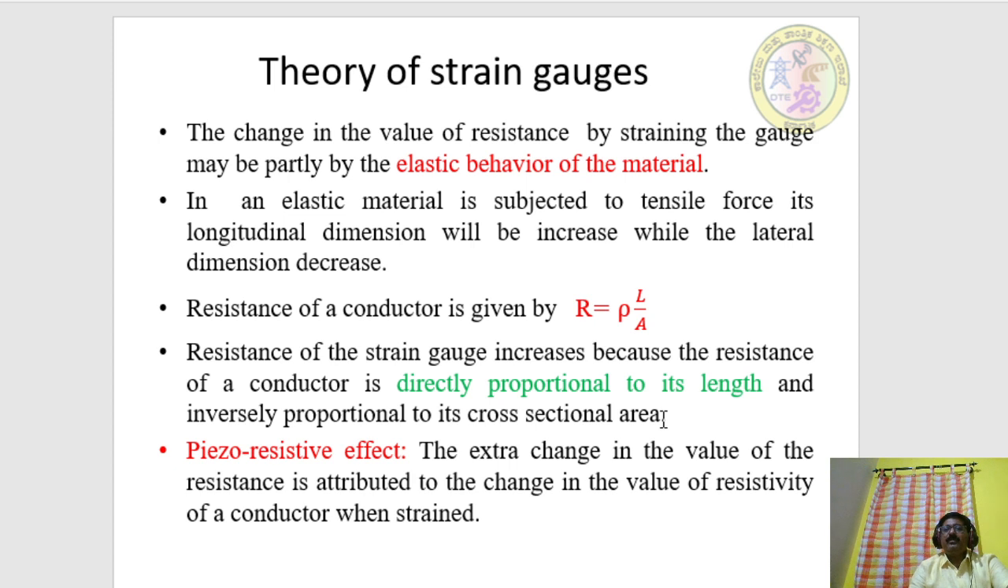If we need to design a strain gauge properly, we should know the concept of the piezoresistive effect, which means that an extra change in the value of resistance is attributed to the change in the value of resistivity of a conductor when strained. This term we call the piezoresistive effect.